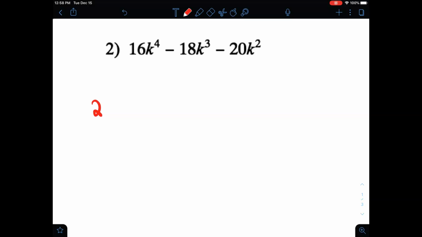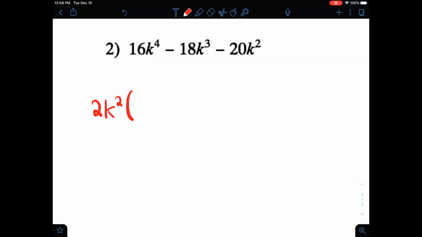I like to start with the biggest factors and work my way down because we want the greatest common factor. So 16, 8, 4, 2, and 1. None of these numbers went into 18, which I was checking, but 2 did. So we used 2 for this one. Now, what's the smallest exponent that we have available? We have k to the 4th, k to the 3rd, and k squared. K squared is the smallest one, so we're going to pull out k squared.